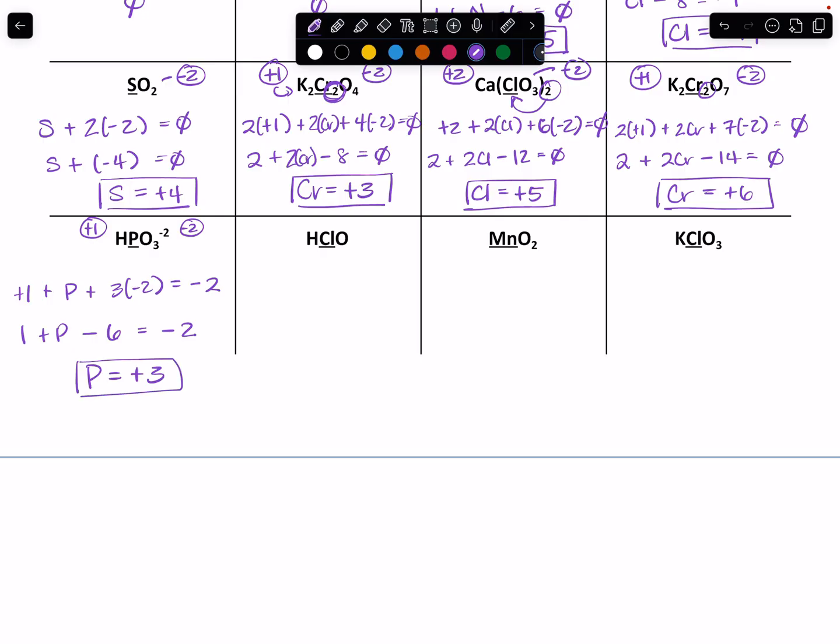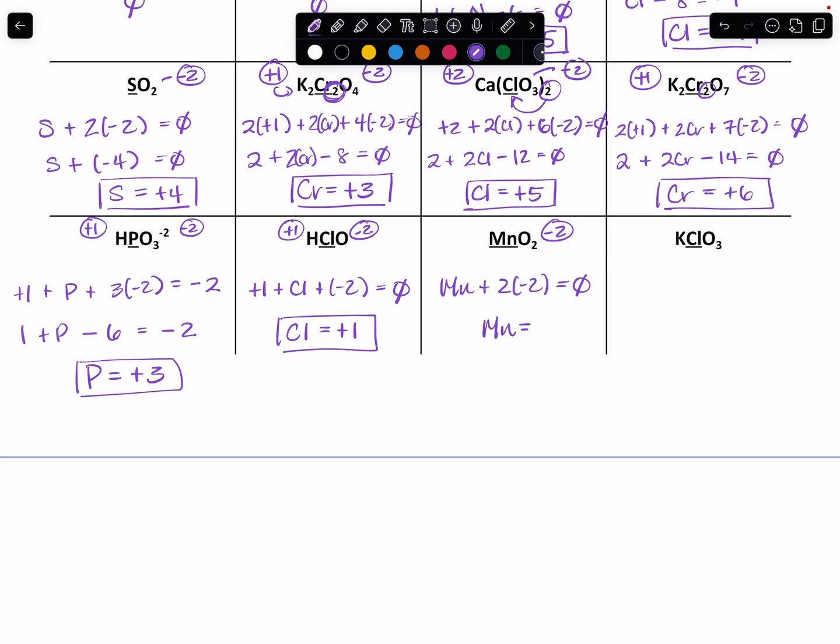All right, we've got hypochlorous acid. So -2 for the oxygen, +1 for the hydrogen. So +1, that chlorine, plus -2. We add them all up, neutral molecule, so 0. So here chlorine is going to have an oxidation number of +1. All right, MnO2. We know oxygen's -2. So we've got Mn plus 2 times -2, all add up to our neutral 0. So we find that that manganese has an oxidation number of +4.